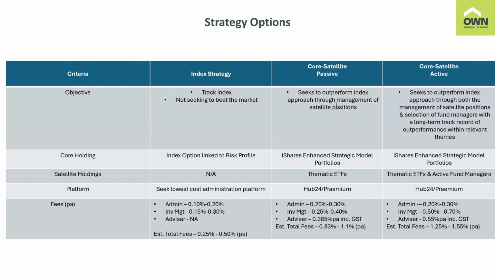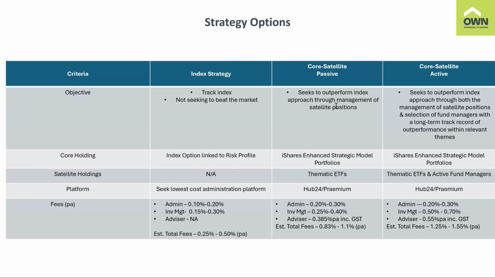So as there's active management required by our team for these two strategies, there are additional costs involved. And the typical cost for a core satellite passive, depending on the amount invested, includes the cost of the platform's administration, the investment management costs of the fund selected, and it also incorporates an advisor fee of 0.35% per annum. And the total cost is typically around 0.83 to 1.1% per annum, depending on the mix of the portfolio at any one point in time and the total amount of funds invested in the strategy.